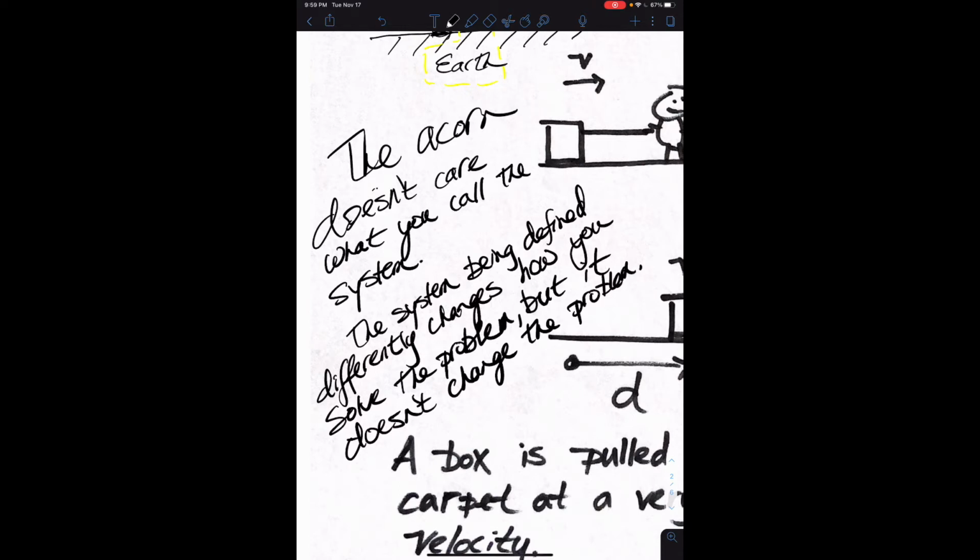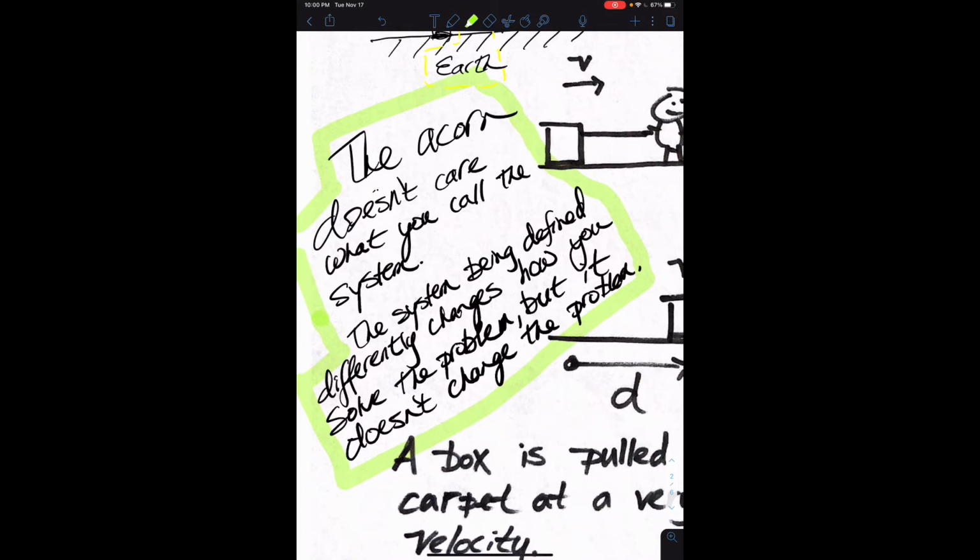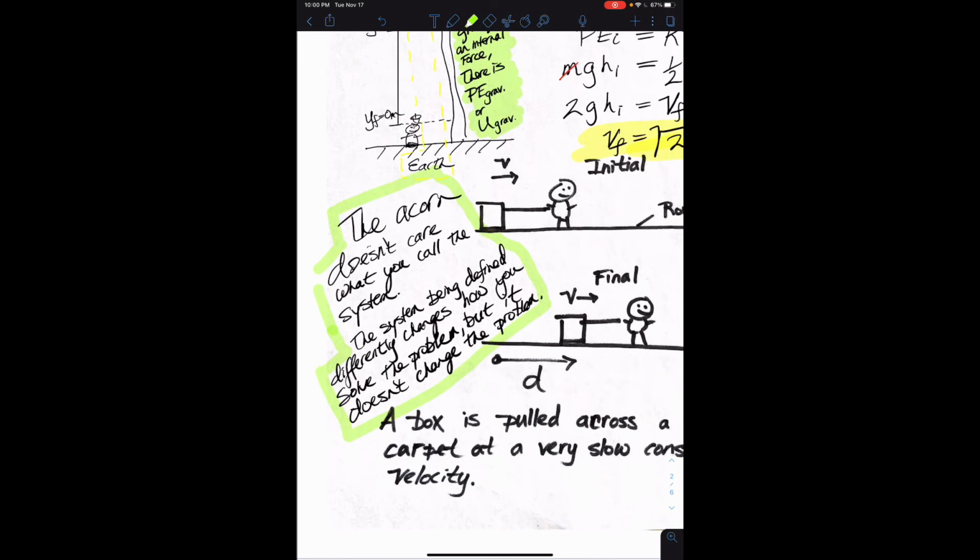And that's important because the system is a tough idea to understand, right? It's abstract. It can be picked differently. And so if you're not quite grasping it, I see why, okay? But with some practice, it should make sense. So once again, the acorn doesn't care. Acorn's going to do what it's going to do. It's going to get the speed or the velocity that it's going to get at the end. It doesn't care what you call the system, but it will change how you solve the problem.